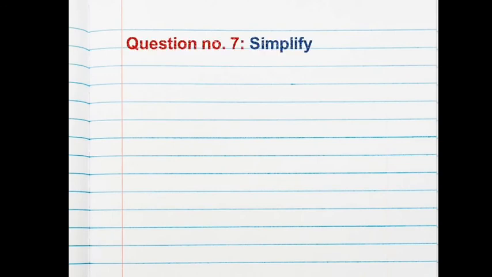Then question number 7, simplify. A, 5 into 10 raised to the power 2. So we have to simplify this number. So we will write this as: solution, 5 into 10 raised to the power 2 equals 5 into 100 raised to the power 2. It means we will multiply this 100 with itself 2 times.